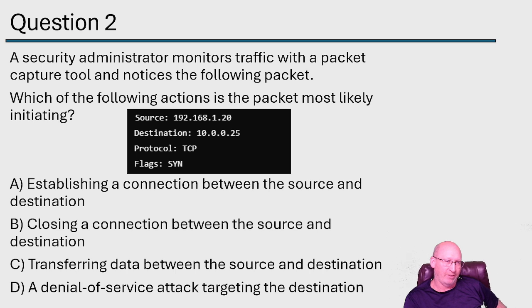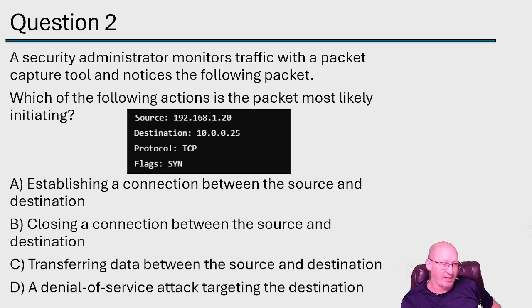A security administrator monitors traffic with a packet capture tool and notices the following packet. Which of the following actions is the packet most likely initiating? We see that it's coming from a source to a destination. Those are both internal IP addresses, private IP addresses, I should say, using TCP and the synchronization flag.